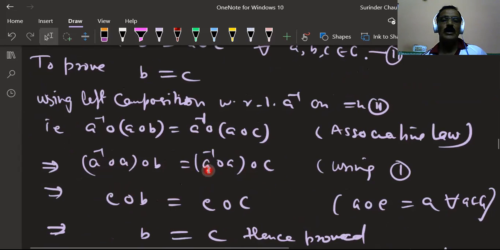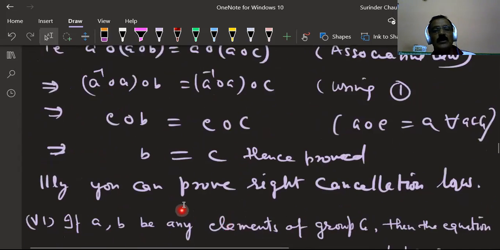A inverse is the inverse of A. Therefore, A inverse composition with A is equal to E. E is the identity element, so E composition with B is equal to E composition with C. So this will be B equal to C, which implies the result. That means the left cancellation law holds true. Similarly, you can prove the right cancellation law.